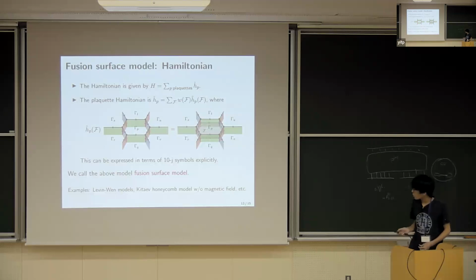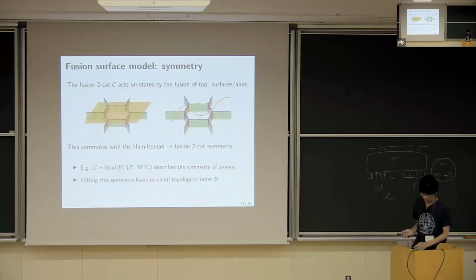And so in this way, we can construct 2+1 dimensional lattice models, and we call these models the fusion surface models. And the most important feature of this model is that the symmetry of this model is described by the input fusion 2-category. And its action is defined by the fusion of topological surfaces or topological lines into the fusion diagrams from above. And this action automatically commutes with the Hamiltonian, basically because the symmetry action is defined from above, whereas the action of the Hamiltonian is defined from below.